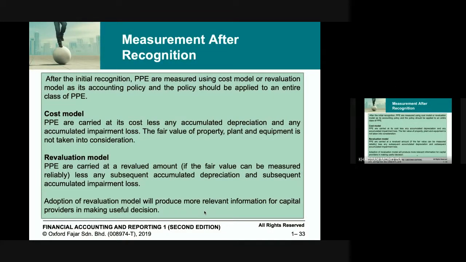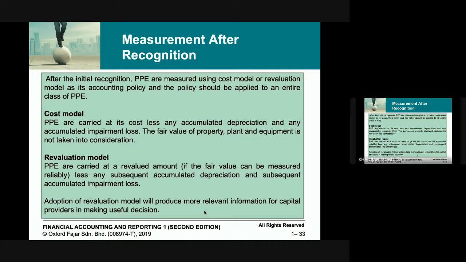After the initial recognition, PPE is measured using the cost model or the revaluation model as its accounting policy, and the policy should be applied to an entire class of PPE. We have the cost model, where we look into the cost less accumulated depreciation. So what we are looking at now is that we already have the asset and the measurement, but later we want to look into the value after some time. So what is the book value? In the cost model, we look into the book value: the cost minus accumulated depreciation and any accumulated impairment loss.